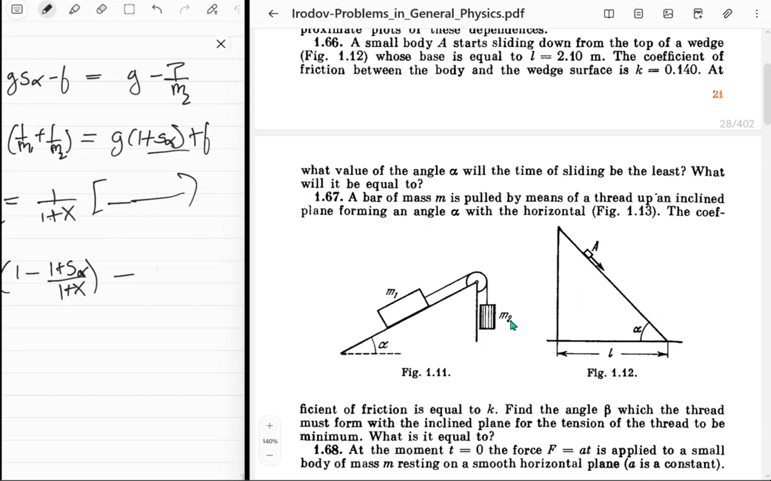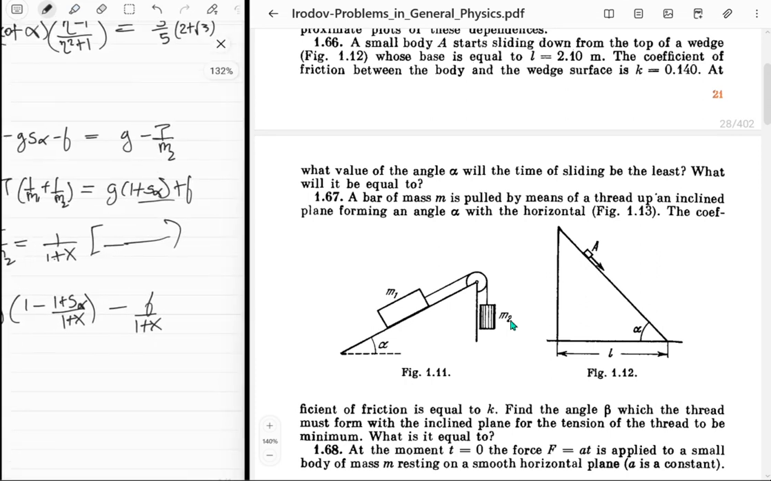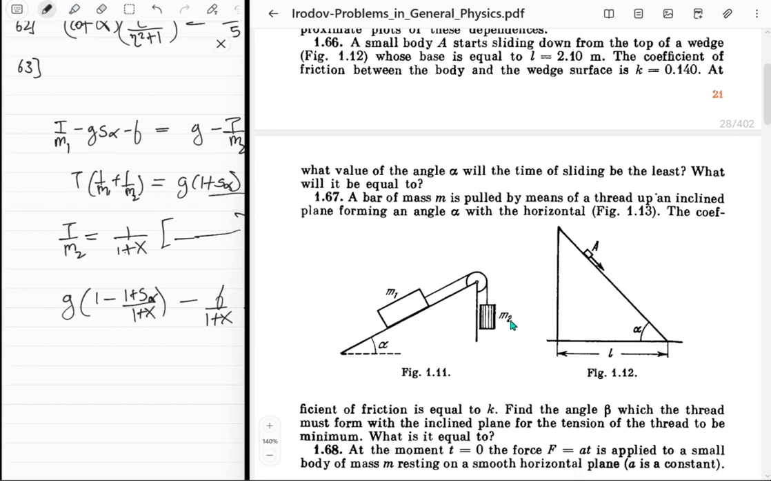Okay, what was I doing? Friction force upon 1 plus x. Cool. This is our acceleration. Now this should be doable. Okay, let's go with case number 1.